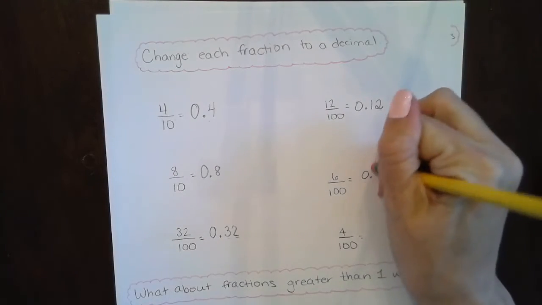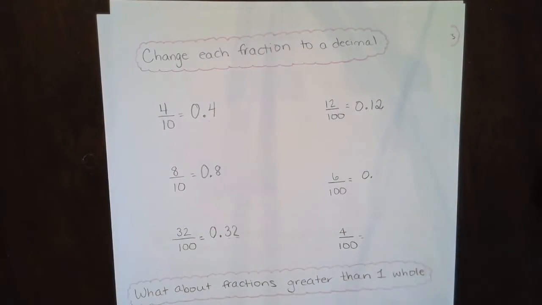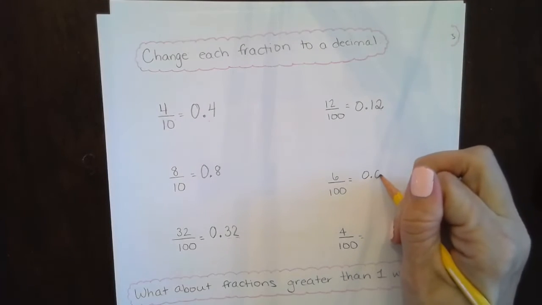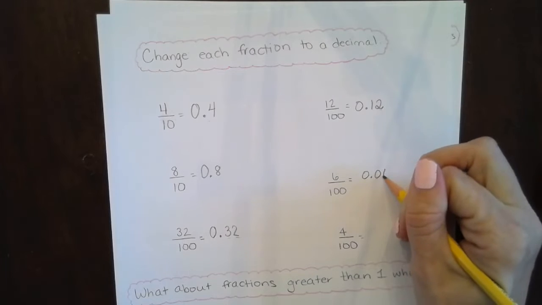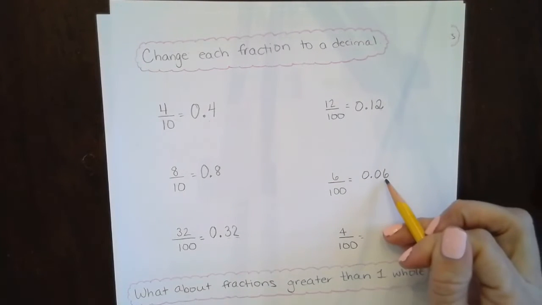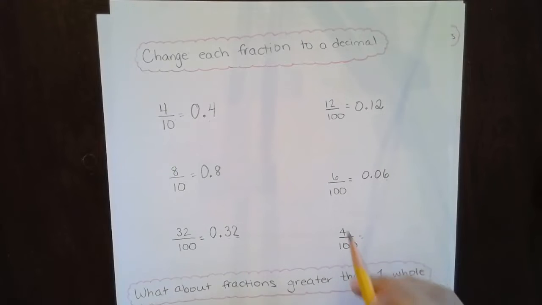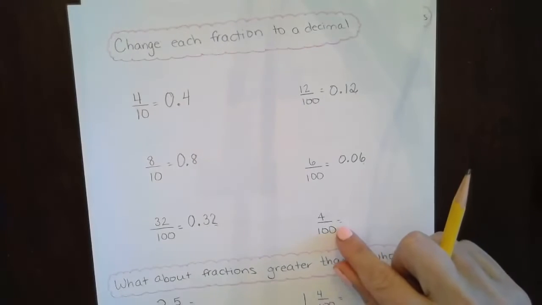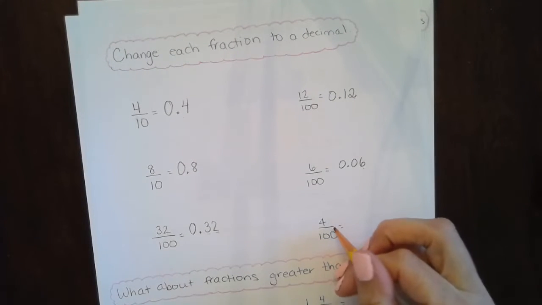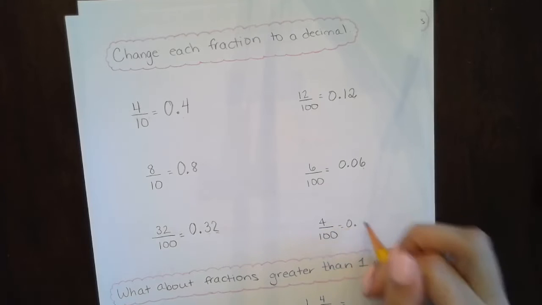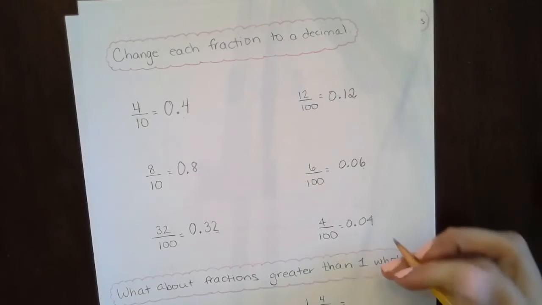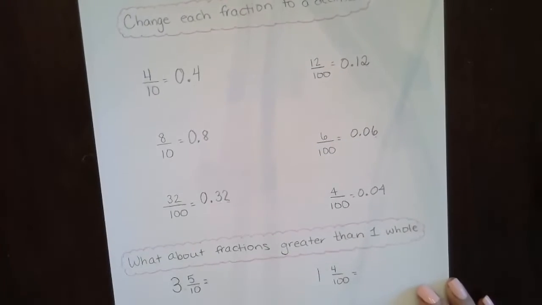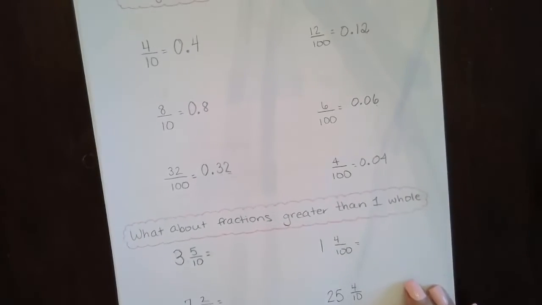So what I have to do, okay, is I have to push it over towards the hundredths spot. How am I going to do that? By using a place value 0. So 0.06, and now I have 6 in the hundredths spot. Same thing over here, okay? 4 hundredths is going to be 0.04 with the 4 in the hundredths place. Okay, now let's try down here.